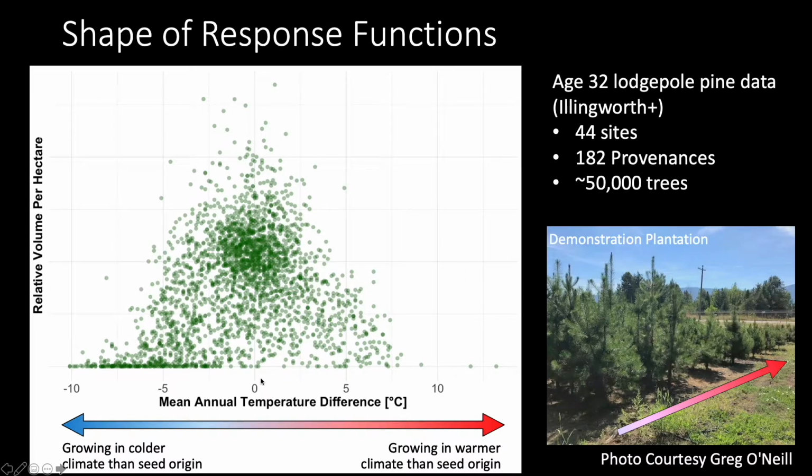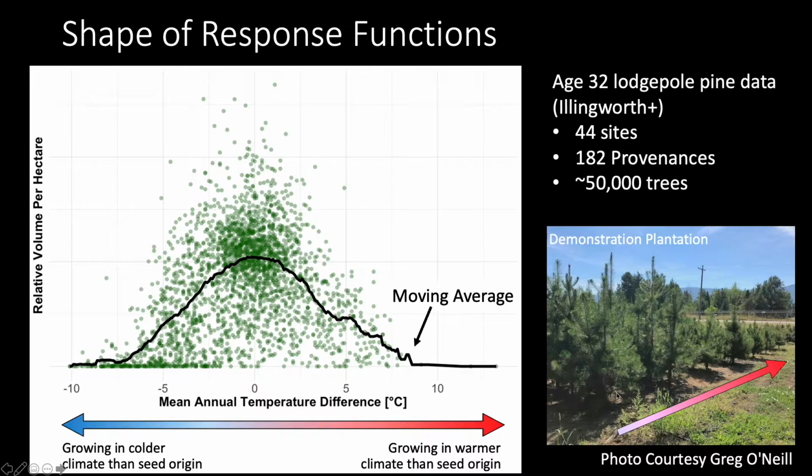You guys are probably familiar with a plot that looks very much like this. Seeds from locations most similar to the planting location tend to grow best at the planting location. And you don't need to look at data to see that. You could just look at a demonstration plantation, where essentially this is the right side of this curve. The trees here are from the coldest climates, and trees here are from relatively warmer climates.